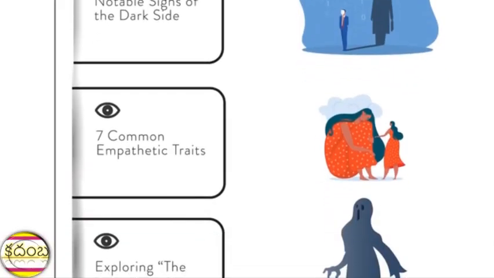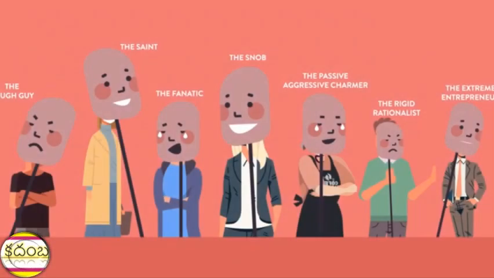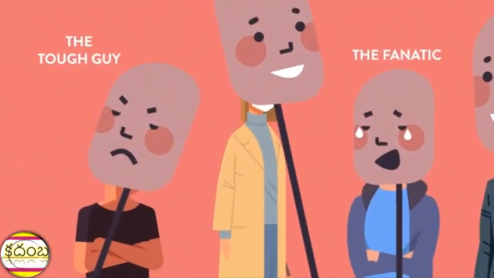In order to conceal the shadow, we develop emphatic traits. These traits tend to cover up the opposite trait that we want hidden from the public view. Here are the 7 most common emphatic traits. The tough guy shows an intimidating side to cover up the soft and vulnerable side they are so afraid of.